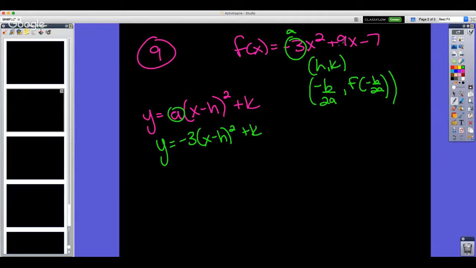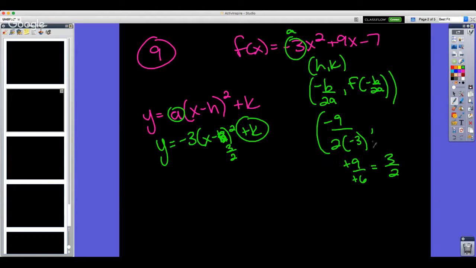All right, so we could plug in b, which is 9. So we have negative 9 over 2 times negative 3, which was a. And once I get this, I'll have negative 9 over negative 6, which when reduced produces 3 over 2, okay? So this is the h right here. So what we have now is we just plug 3/2 in for that h. Now the last thing we need is the k. It's probably the toughest part because we have to actually plug it into our formula here.